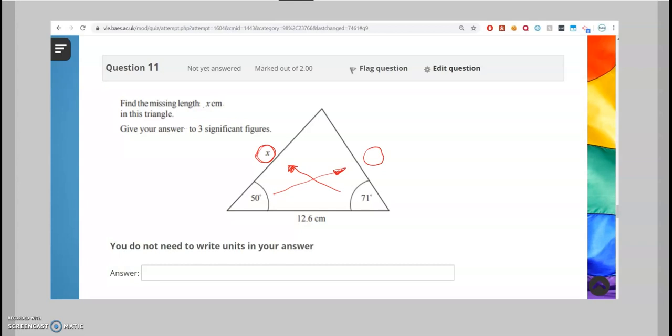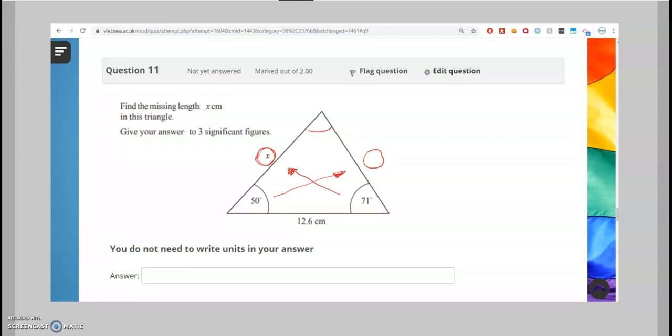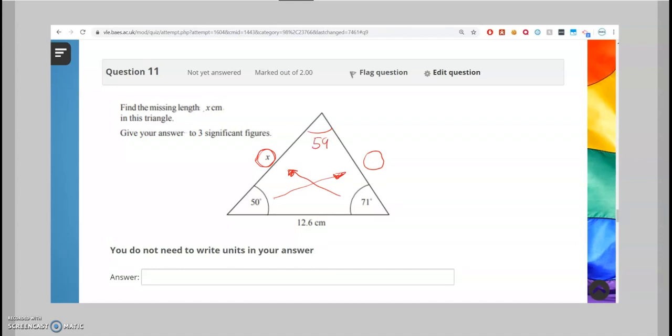So what can we do in this case? Given that we know that there are 180 degrees in a triangle, we can use that information to find the angle here. So we've got 50 and we've got 71, which makes 121. If we take it away from 180, that is going to give us 59. So we know that this angle here is 59 degrees.